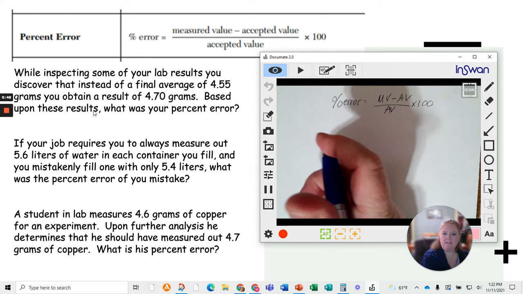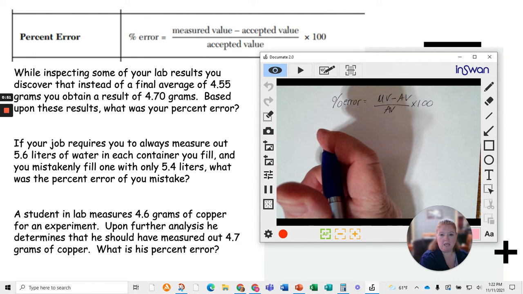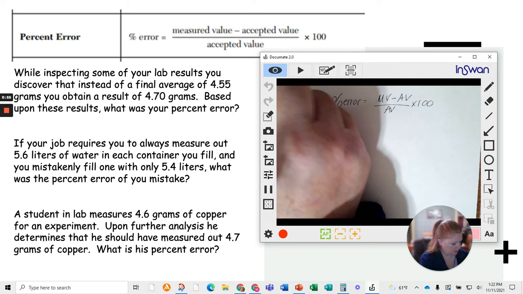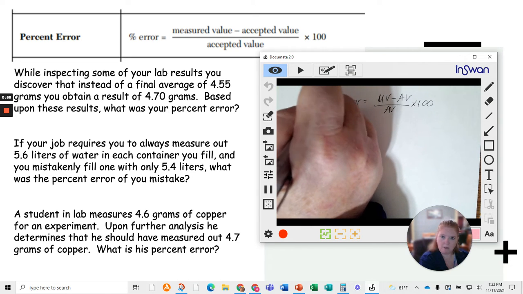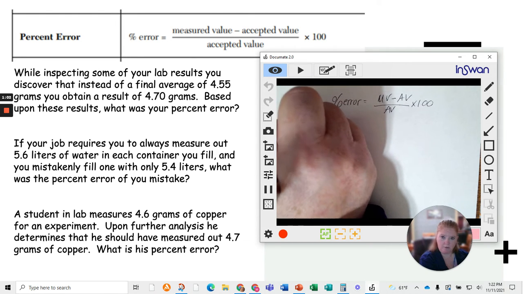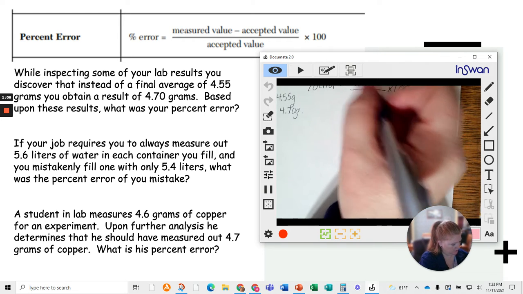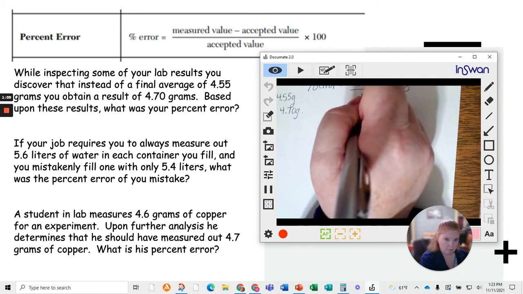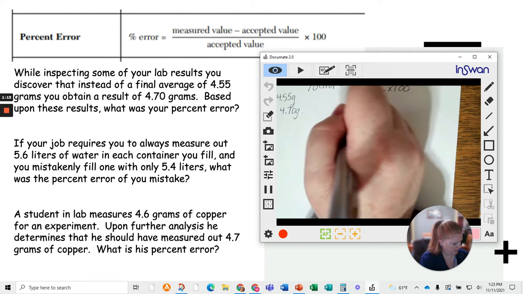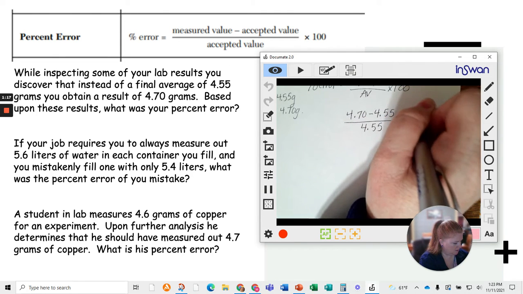While inspecting some of your lab results, you discovered that instead of a final average of 4.55, so the accepted value was 4.55 grams, you obtain a result, so that's the measured value, 4.70 grams. What is your percent error? Let's plug them in. Our measured value, 4.70 minus 4.55, divided by 4.55, times 100.